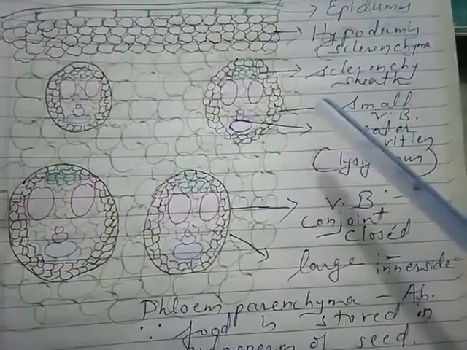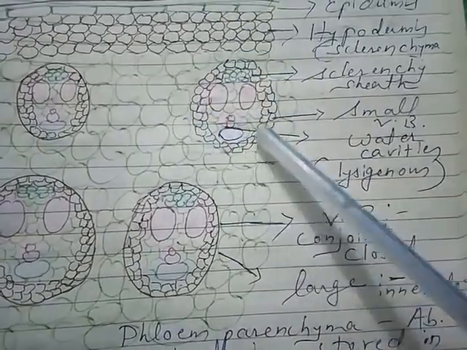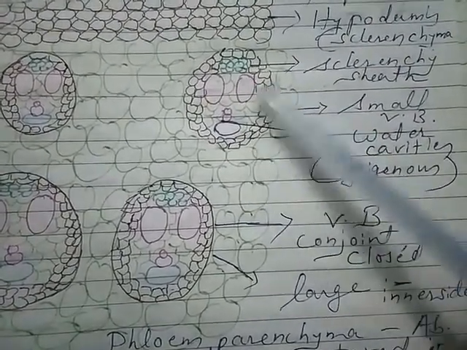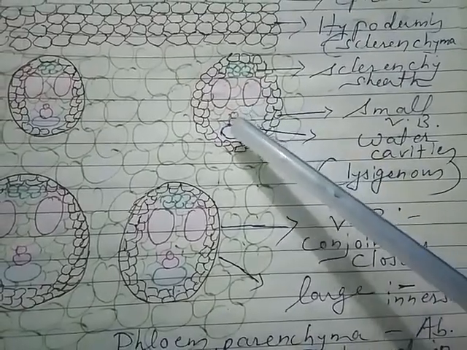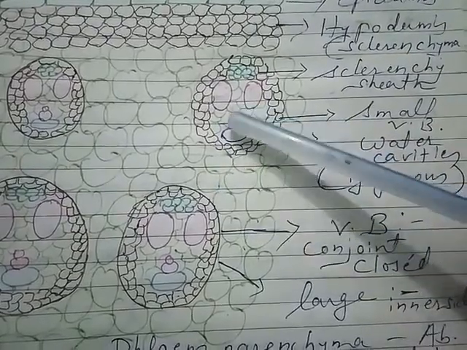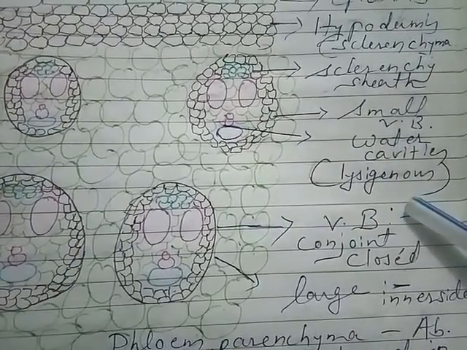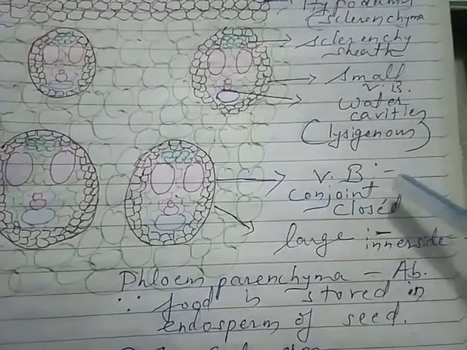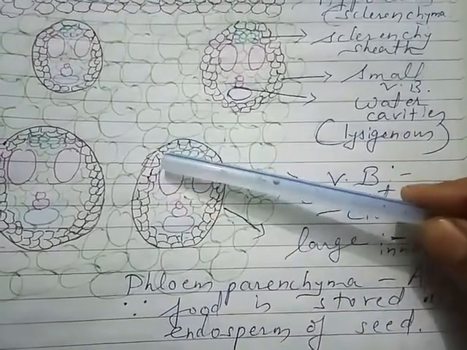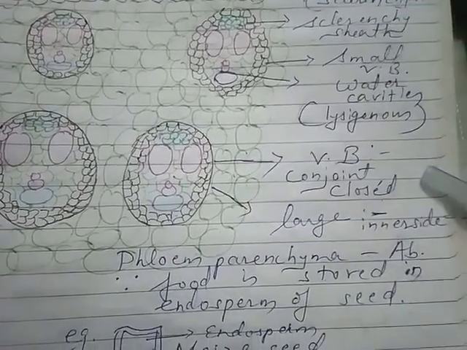Now each vascular bundle has a bundle sheath around it, made up of sclerenchyma. Then metaxylem is present, protoxylem is present. Metaxylem is towards the periphery, protoxylem is facing towards the inner side, so again it is endarch. Then it also has a lysigenous cavity. So here vascular bundles are conjoint and closed. Conjoint because phloem as well as xylem are present on the same radius, and closed because cambium is absent.